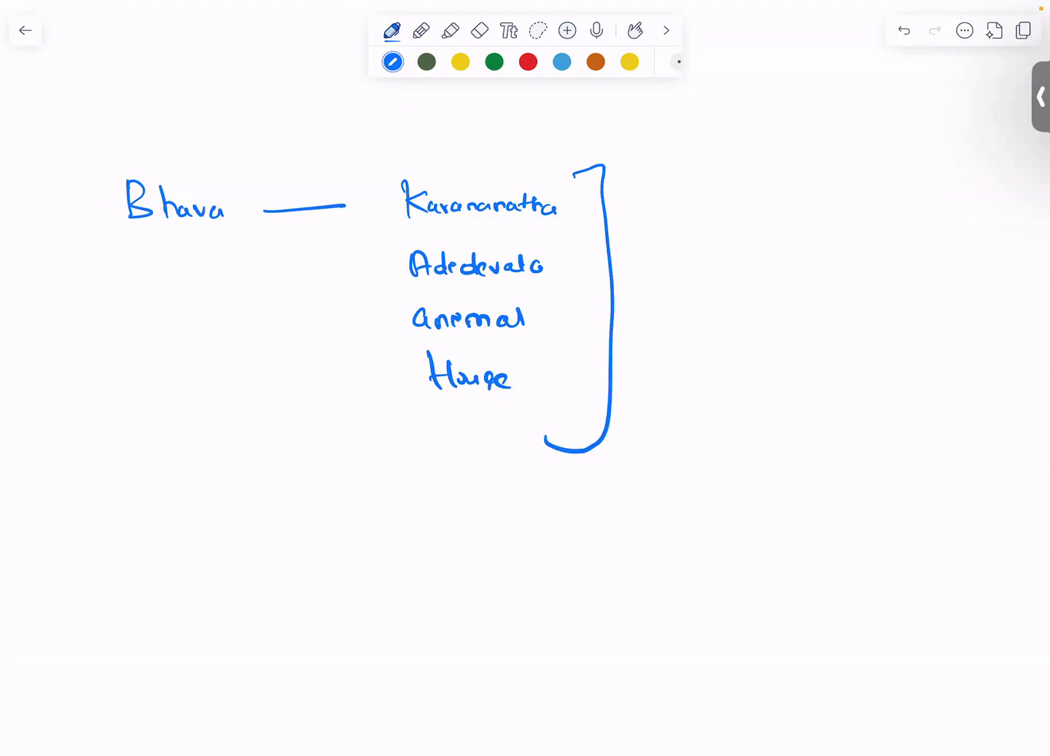Now, whenever we are studying a Karana, certain important things we should know. So what are those important things? The moment we say Karana, for example, if I say Bhava Karanam, then we should know the Karana Natha, like we have the Rashi Natha, Lagna Natha. And Adi Devata, animal, house. If you know how to activate even one element of this, whatever business or profession you are doing, you will get 100% success.